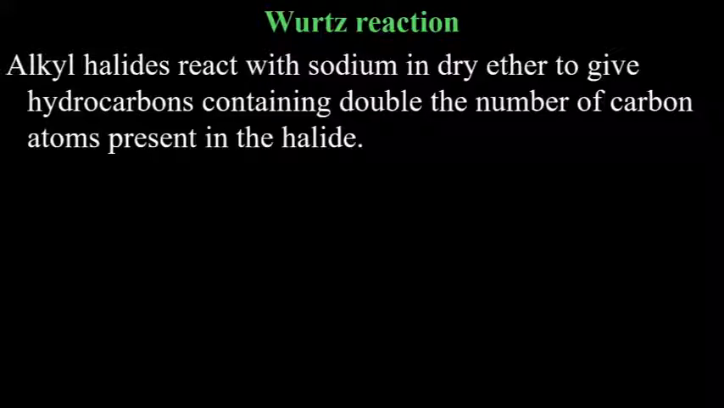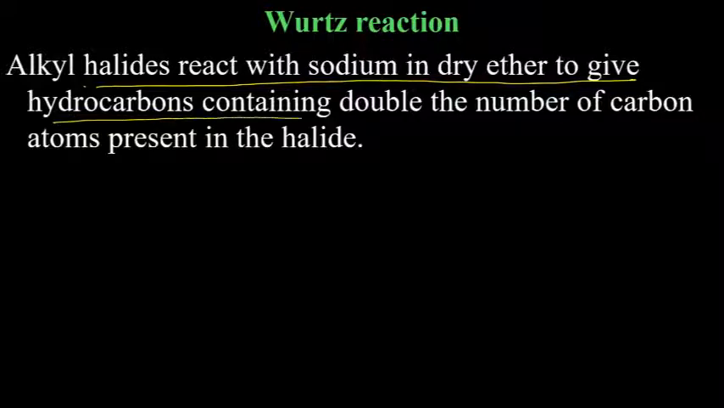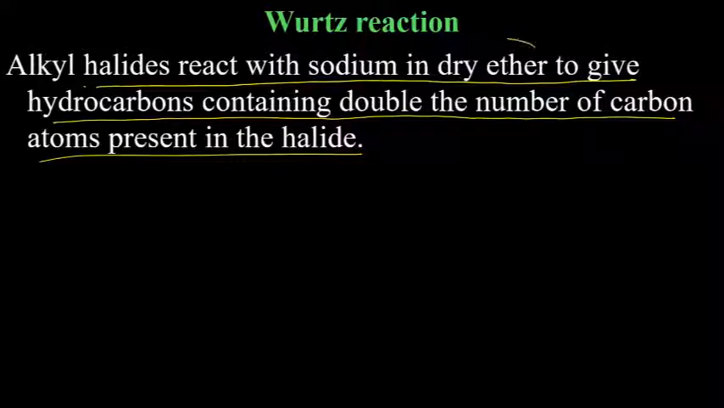Next is Wurtz reaction, which you have already done. Reaction of haloalkanes with metals. So alkyl halides react with sodium in dry ether to give hydrocarbon containing double the number of carbon atoms present in the halide. Now, can you tell me why do we use dry ether here? We used dry ether in the previous case so that the Grignard reagent is not converted to hydrocarbon. Why do we use dry ether here?